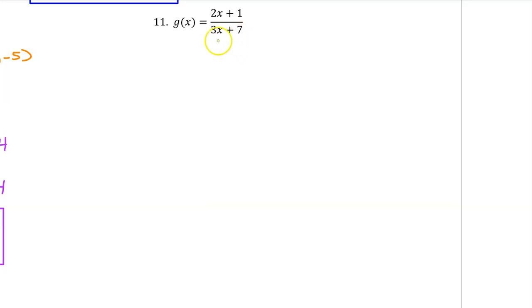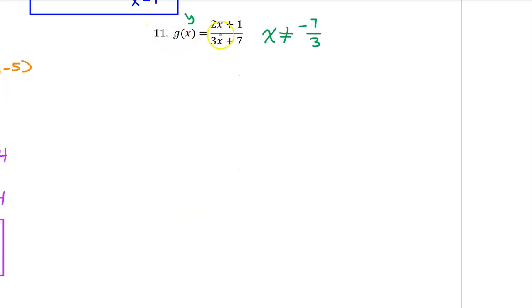For number 11, the first step is to state the restrictions. We know that the denominator cannot equal 0. Subtracting 7 from both sides, we get 3x is equal to -7. Well, 3x cannot equal -7. Dividing both sides by 3, we see that x cannot equal -7/3.